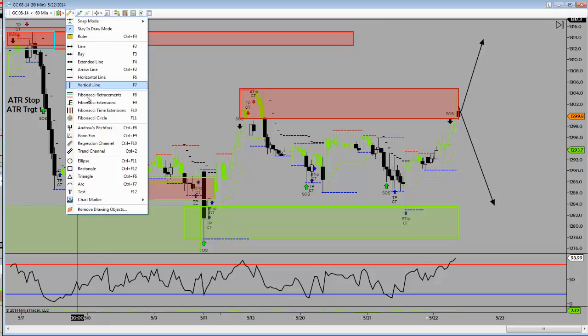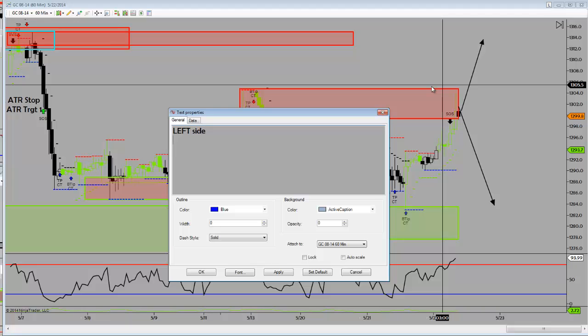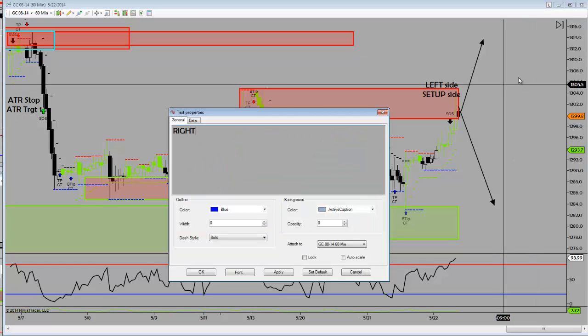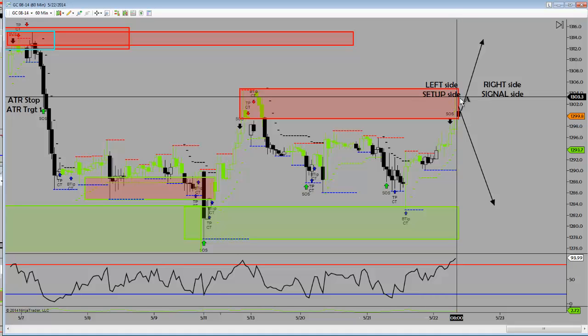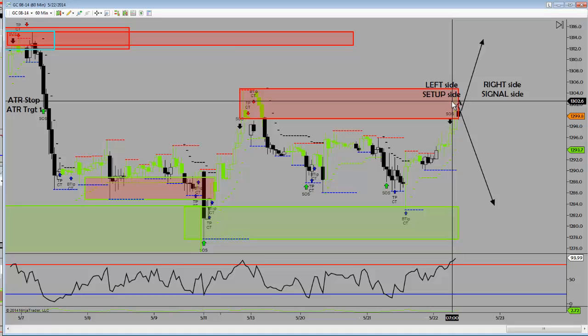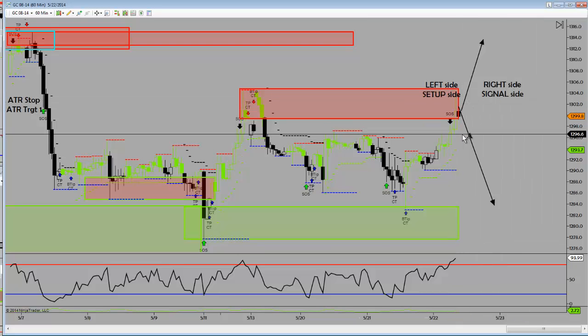Okay, so again, every double top, every double bottom has a left side, which is the setup side, and then potentially has a right side, which is the signal side. Again, I'm aggressive, so yesterday you saw me trade a couple of these left side trades. And the aggressive trades yesterday went 2 for 2. The conservative trades, 2 or 3 and 0. So there's gold right there, beautiful area.